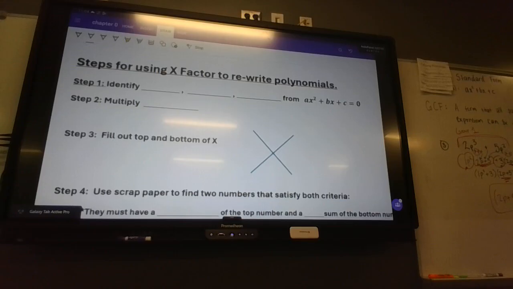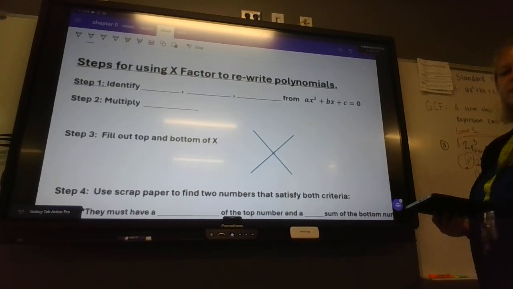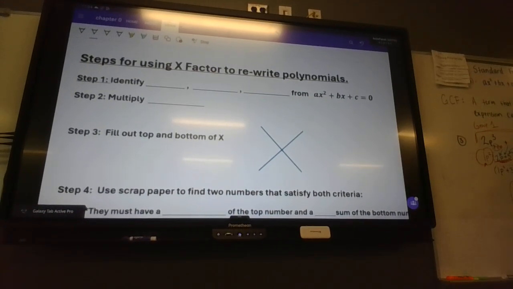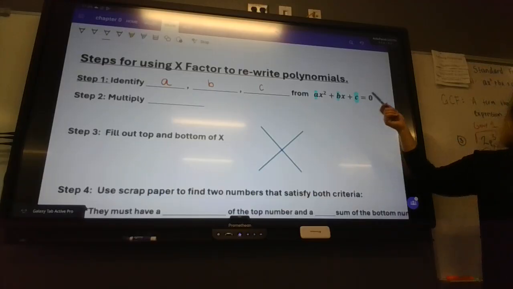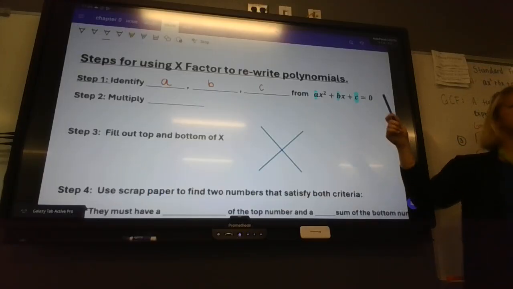All right, so this is steps for using that X factor or the power of X method to rewrite polynomials. So we're going to be looking at expressions that grouping won't work for. Okay, so grouping is one way. We have a whole other way we're going to begin right now. Step 1 is looking at the expression to identify the coefficients and the constant C. So step 1 is just to identify what A, B, and C are in the polynomial. The number in front of x squared, the number in front of x, and the constant at the end. We're going to ignore the equals for a while.